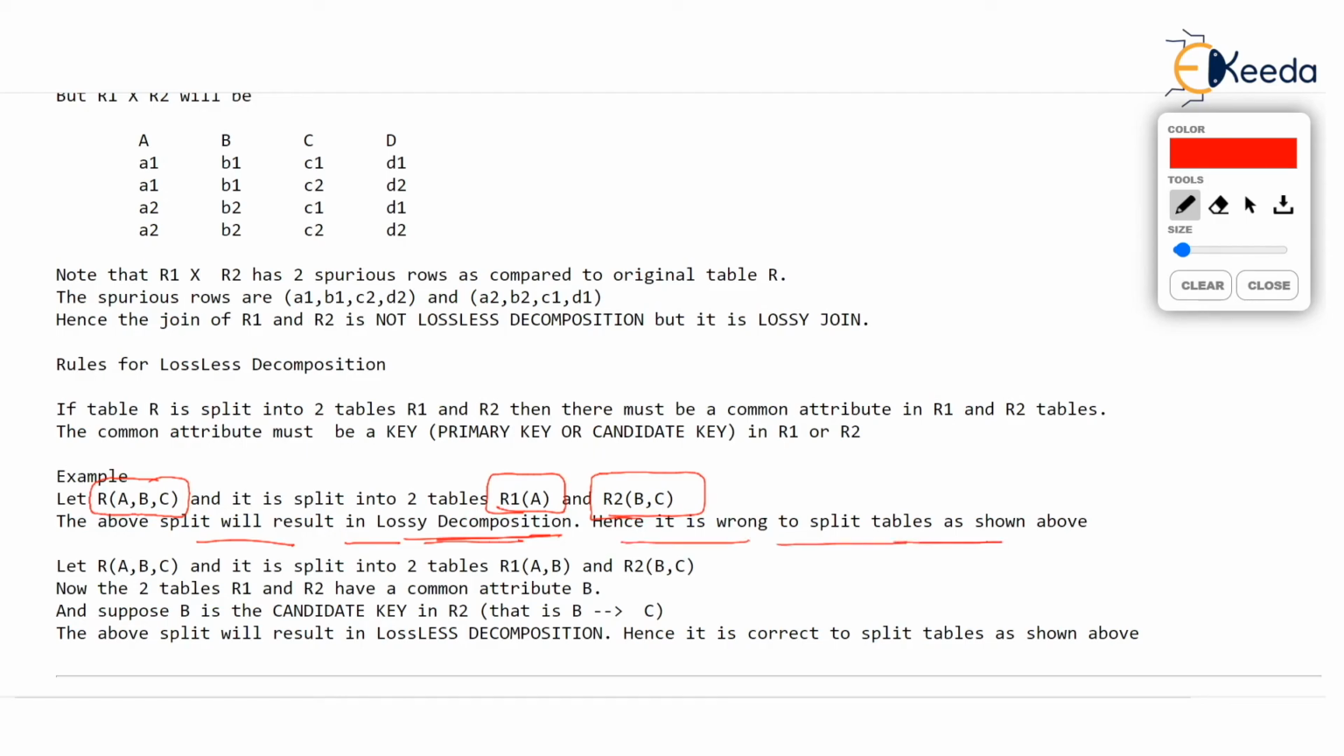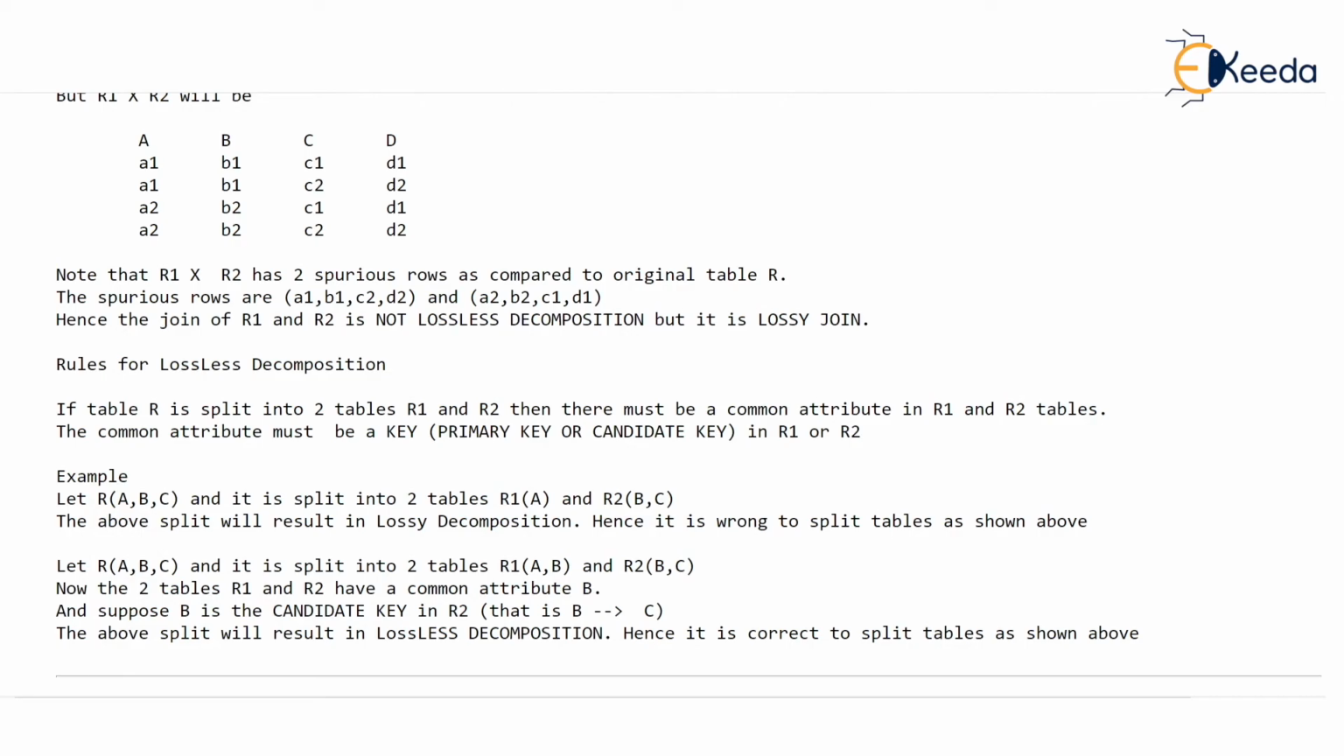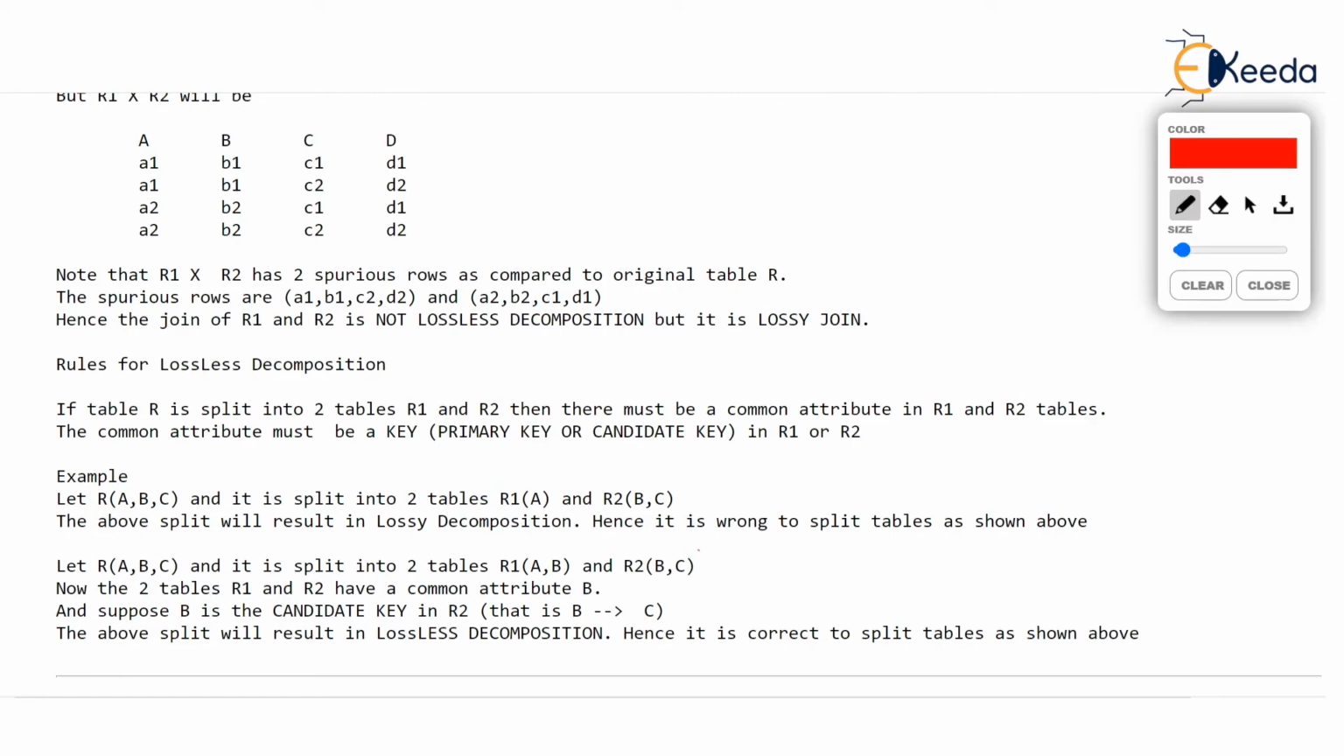But what if R(ABC) is split into two tables such that R1 is AB and R2 is BC? Now the two tables R1 and R2 have common attribute B. And just imagine that this B is the candidate key in R2. In this R2 table, this B is a candidate key. Then note B is a common attribute and B is the candidate key in R2. Then this is lossless decomposition. Hence, it is correct to split the tables as shown above. I hope you got a few things over here.